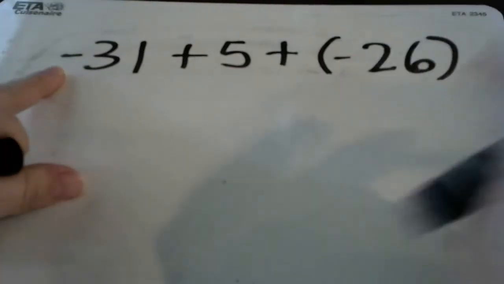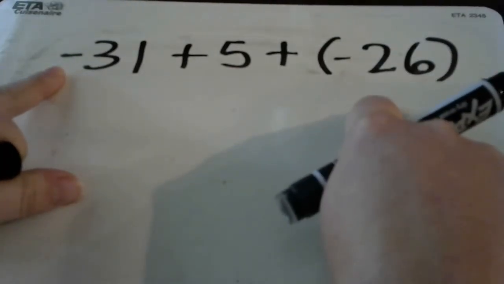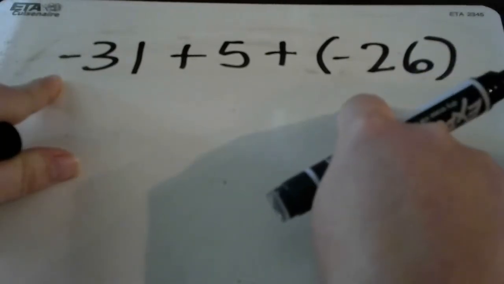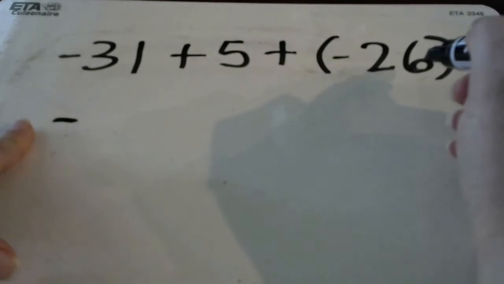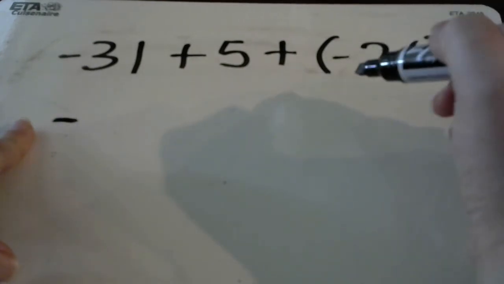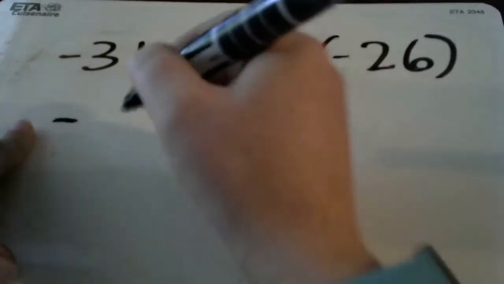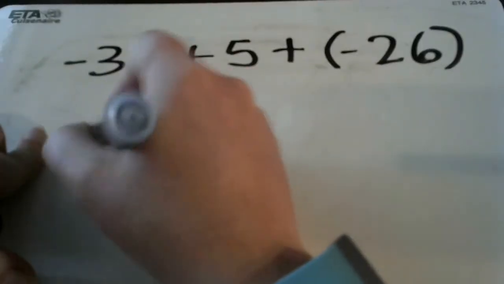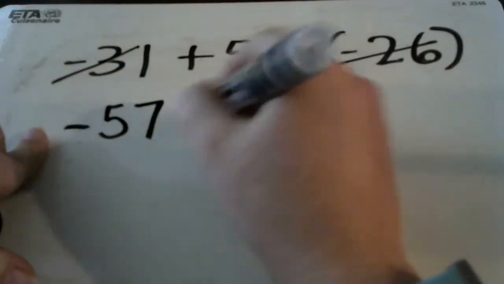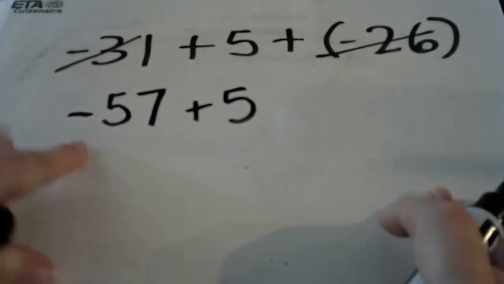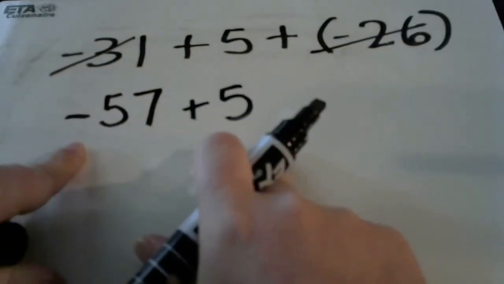So I have a negative 31 and a negative 26, okay? I know that when I'm adding two negatives, my answer is going to be negative, correct? So negative 26 plus negative 31 is going to be negative 57, okay? Now, I like marking out. You don't have to, but I'm going to. So now we have negative 57 plus a positive 5.